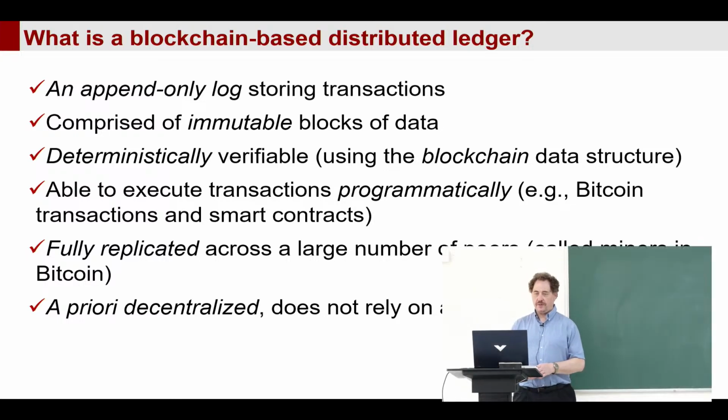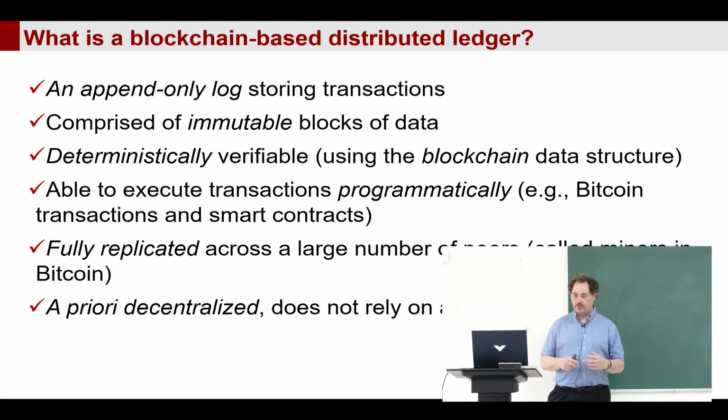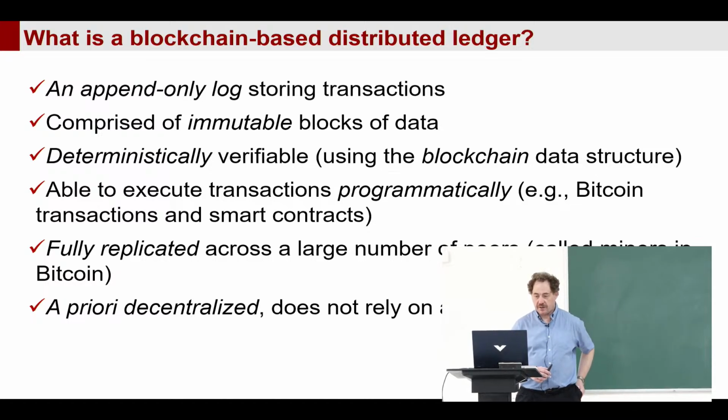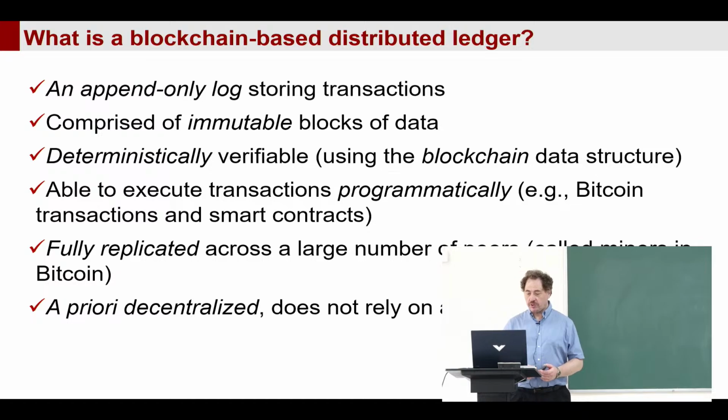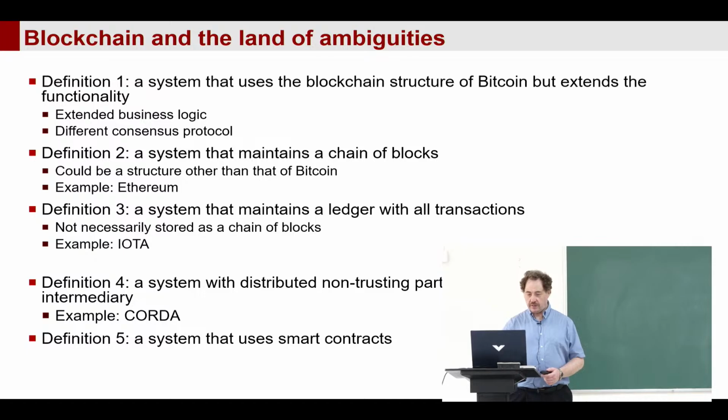Distributed ledger is a bit more commonly understood. As mentioned, it's an append-only log storing transactions comprised of immutable blocks of data. It cannot be tampered with. It must be deterministically verifiable, and it's able to execute transactions programmatically. It's fully replicated, and it's decentralized, so it does not rely on a third party for trust. And still, if you look at the literature, you would find many different definitions of blockchain.